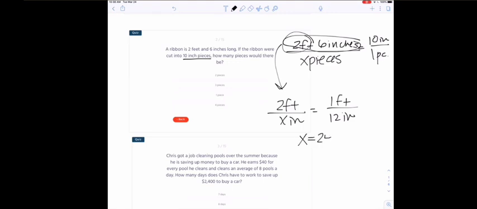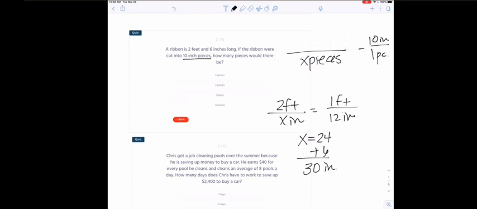So x times 1 is x, 2 times 12 is 24, so this is 24 inches, plus the 6 inches that are already there, so it's a total of 30 inches. So now I'm going to change this to be 30 inches. X times 10 is 10x, 30 times 1 is 30, I divide by 10 on both sides, and I get x equals 3 pieces.